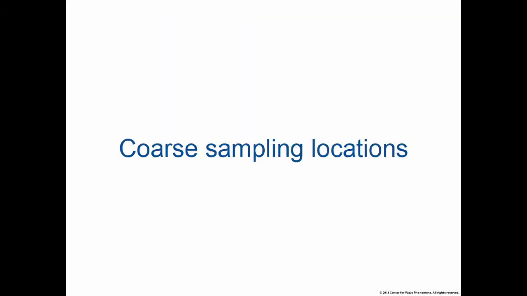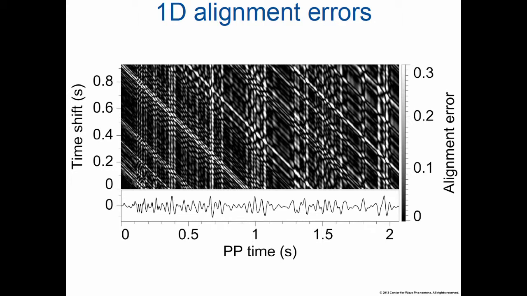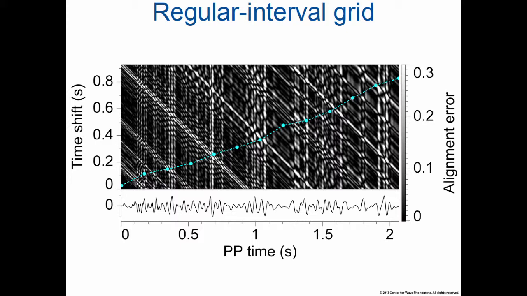So another important thing to consider is the location of these coarse samples. I'll show you how we do this in 1D. So here is another plot of alignment errors, and this time it is computed from a PP trace shown in the bottom panel and a PS trace extracted from the seismic images I showed at the beginning of the talk. So using the smooth dynamic warping algorithm, I can compute time shifts shown by this blue curve. The blue dots represent the location of the coarse samples, and the dashed blue curve represents the time shifts after piecewise linear interpolation.